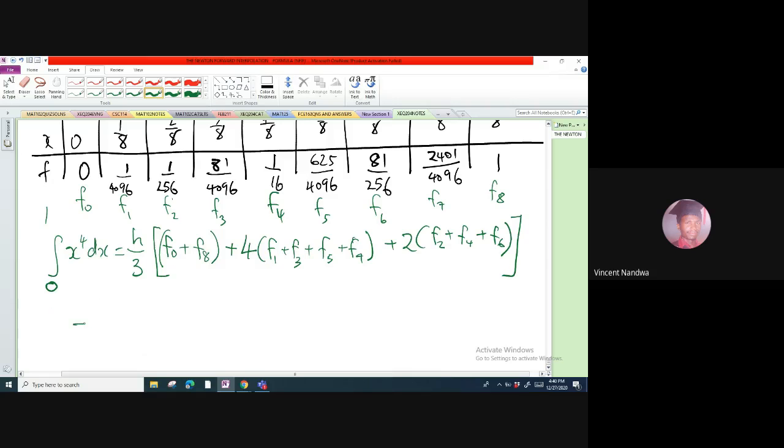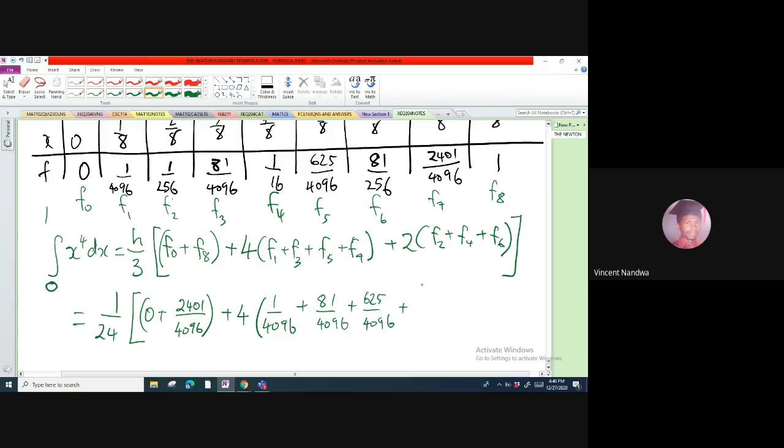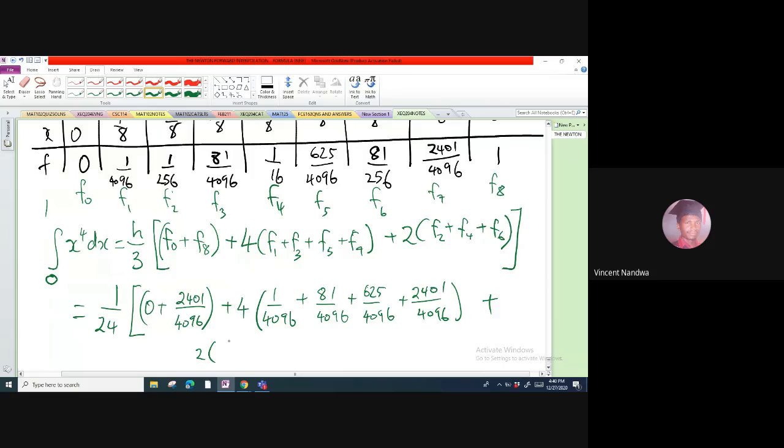So replacing in now, we have h is 1 over 8, so it will be 1 over 24 into 0 plus 2401 over 4096, plus 4 into 1 over 4096 plus 81 over 4096 plus 625 over 4096 plus 2401 over 4096, plus twice 1 over 256 plus 1 over 16 plus 81 over 256. Now work out this one and get the answer.